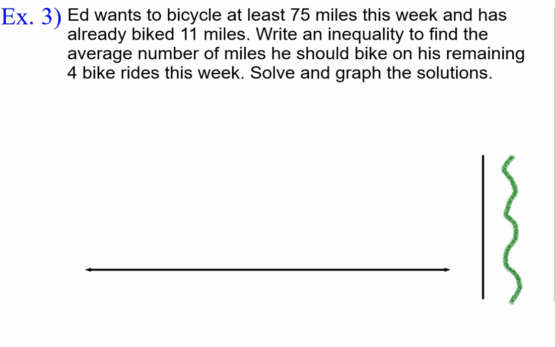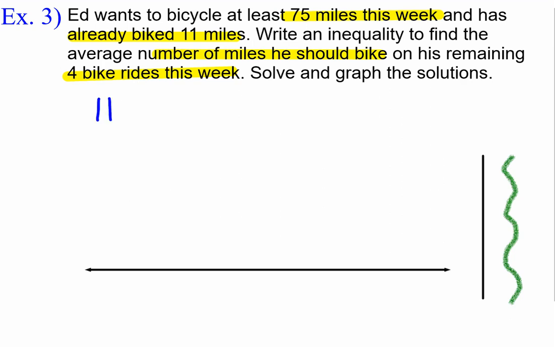So let's take a look at some key components. He wants to bike 75 miles this week. He's already biked 11 miles. He wants to do 4 more bike rides this week, and we need to know the number of miles he should bike. So these are crucial things that we need to know. So let's write this down and put it into terms. Let's try and create this inequality.